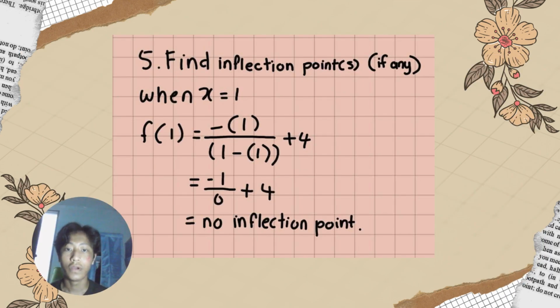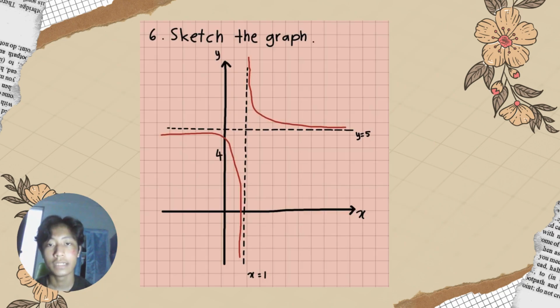Number 5, we need to find the inflection point, if any. In the previous step, I got x equals 1, so we're going to substitute the x with the value that we got before. In this function, I got no inflection point. Lastly, we need to sketch the graph. Using all the information from 1 to 5, this is the graph that I got.